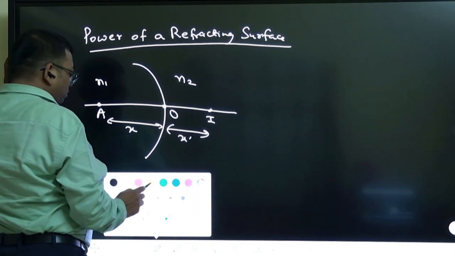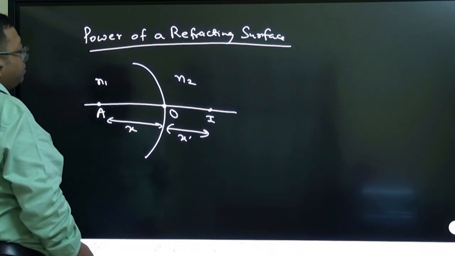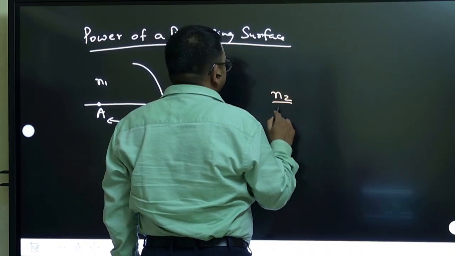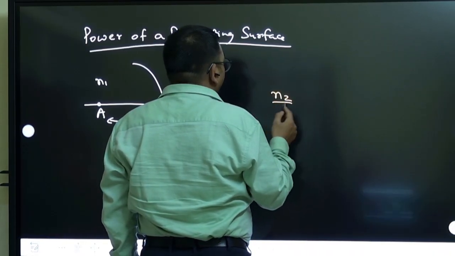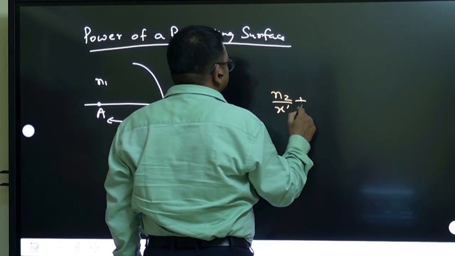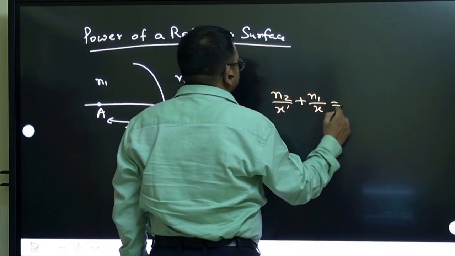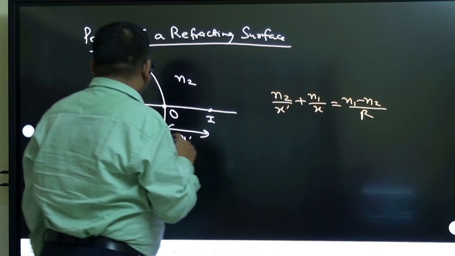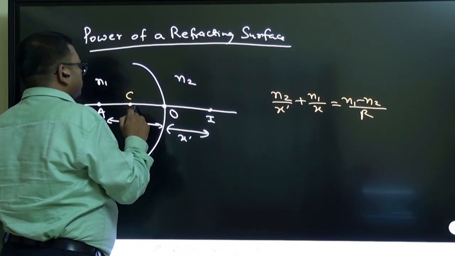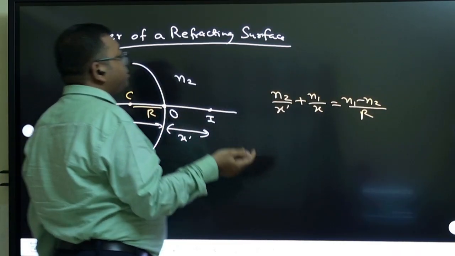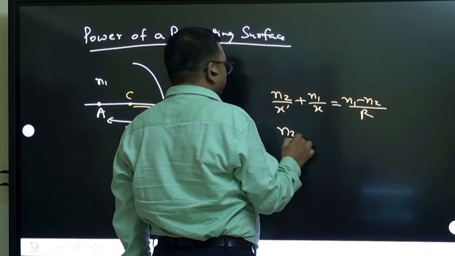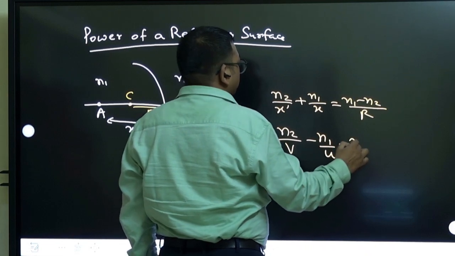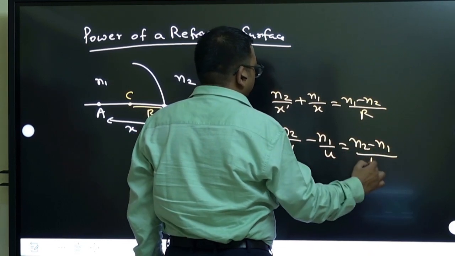How do I define the power? If you see the formula which we have got, n2 by x dash plus n1 by x is equal to n1 minus n2 by r for this type of surface, because here the center is here, so this distance is r. But when we transform into the normal formula with sign convention, we have n2 by v minus n1 by u is equal to n2 minus n1 by r.